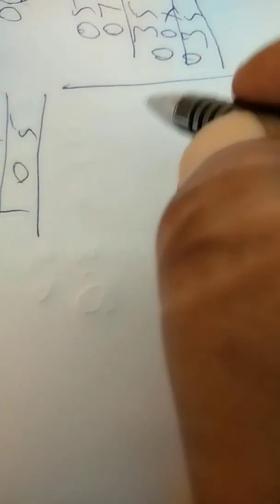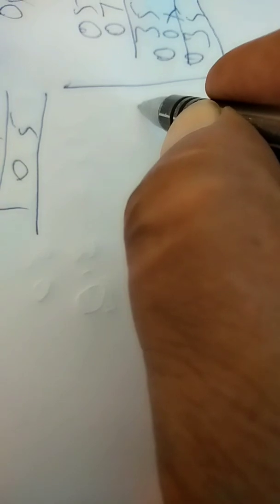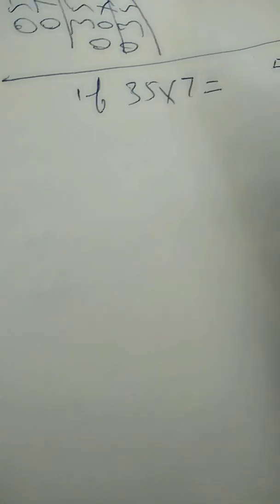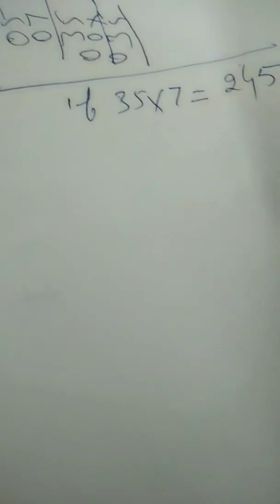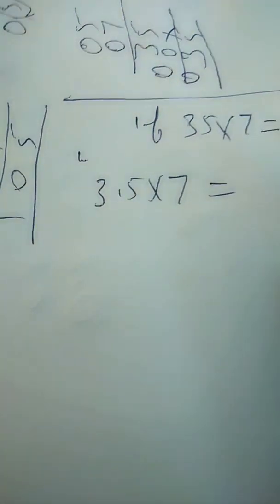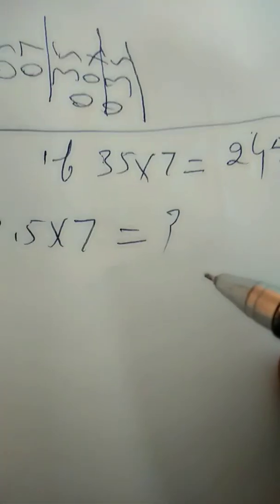Okay. Now we have some other examples. If 35 multiplied by 7 is equal to, 7 fives are 35, 7 threes are 21, plus 3 is 24, so 245. Right? What happens when 3.5 is multiplied by 7? Then what should be the answer?